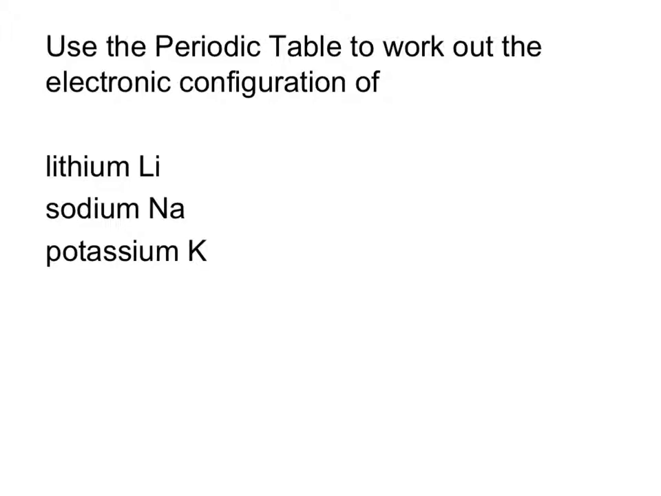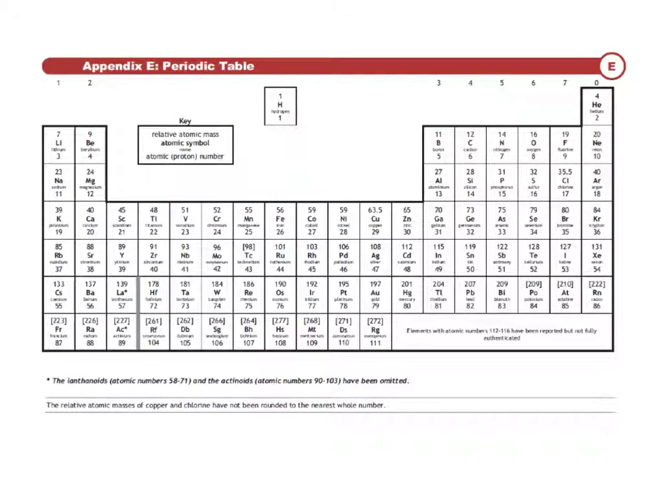You might have to use the periodic table, for example, to work out the electronic configuration of these three elements: lithium, sodium and potassium. So let's find those three elements. First of all, here's lithium, which has an atomic number of 3, so lithium has 3 electrons, which will be arranged 2, 1. Here's sodium. Sodium's got an atomic number of 11, so it has 11 electrons, so sodium would be 2, 8, 1. And here's potassium with 19, so potassium would be 2, 8, 8, 1.